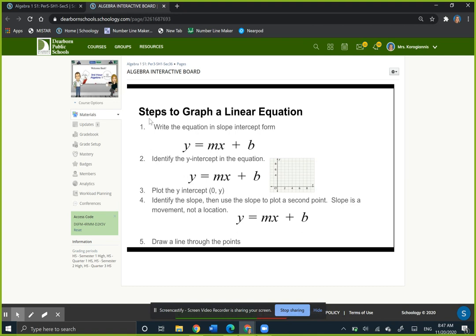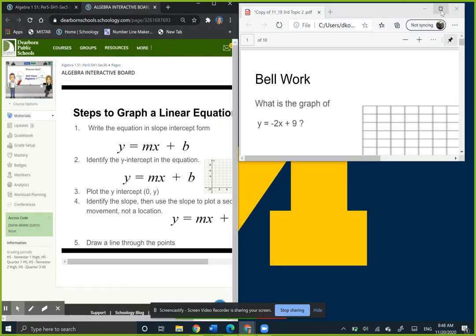Okay, and this slide here says steps to graph a linear equation. Write the equation in slope-intercept form, which is y equals mx plus b. Identify the y-intercept in the equation. So the y-intercept is the b. Plot the y-intercept, which is your 0, y. Identify the slope, then use the slope to plot a second point. Slope is a movement, not a location. Draw a line through the points. Okay, so if you need these steps, they're there for you. Okay, so let's go back to this.